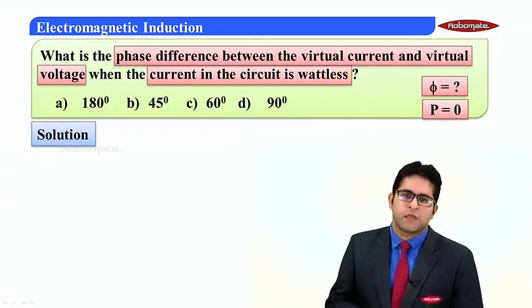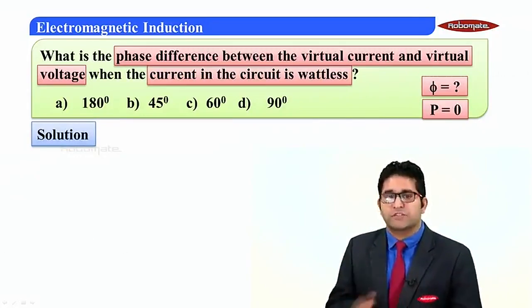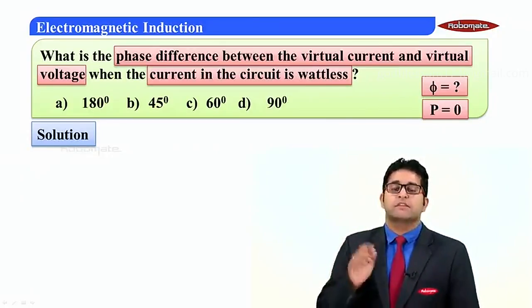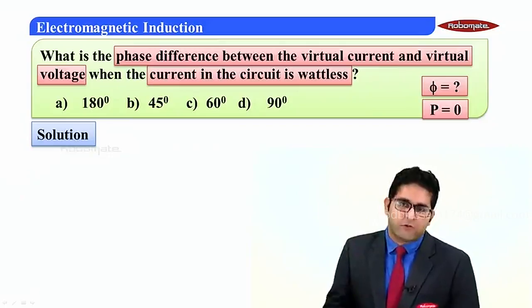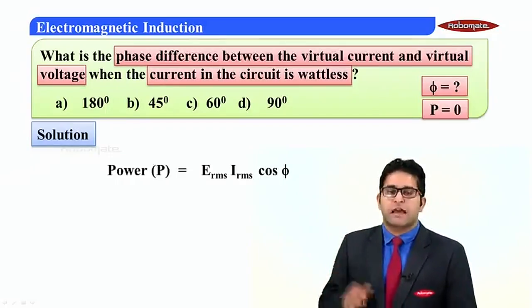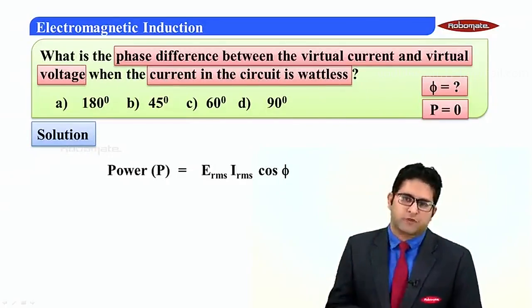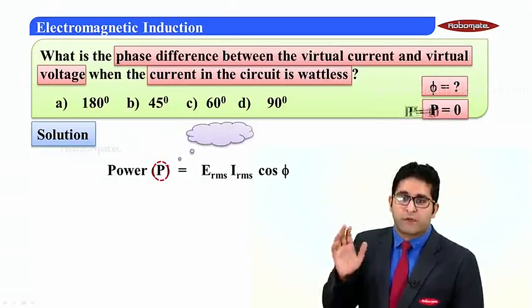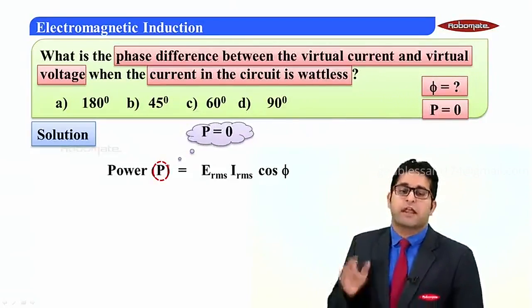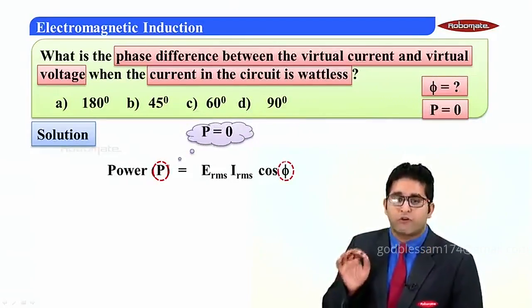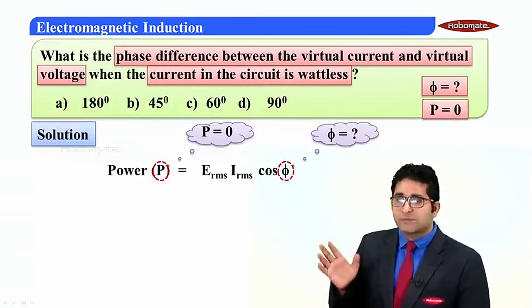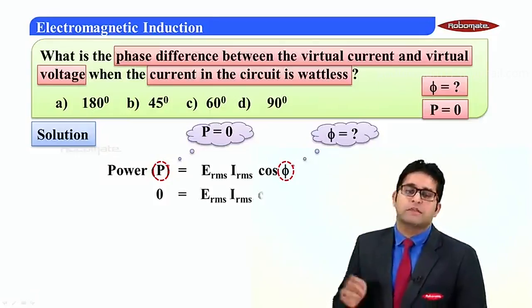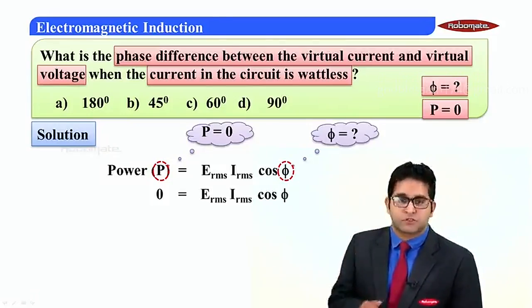So let us start with the solution. Now students, we know the formula for average power. The average power in the circuit, or rather true power which is consumed in the circuit, is given by the formula P equal to ERMS into IRMS into cos phi. Now over here I am provided with the value of P which is equal to 0 and I am supposed to find out the value of phi in this situation, right? So let us move further. Now as power is 0, I can write 0 equal to ERMS into IRMS into cos phi.